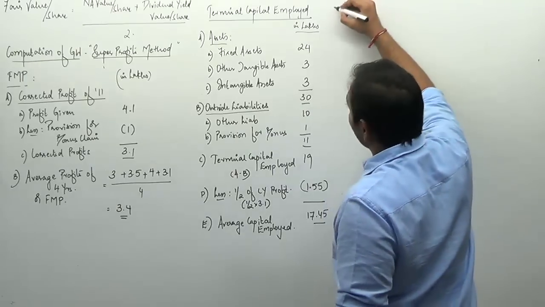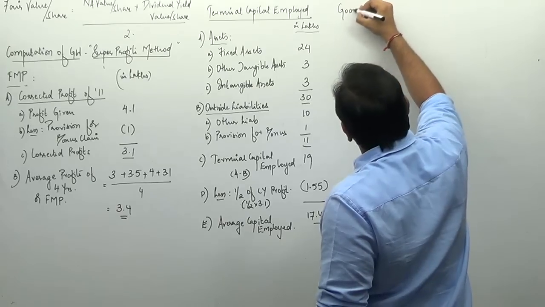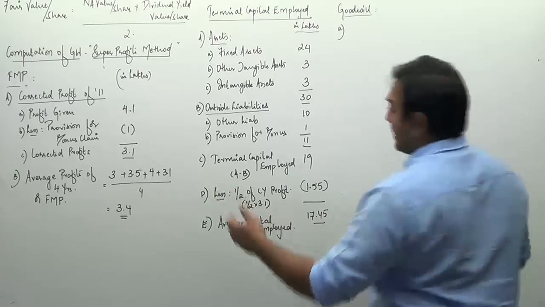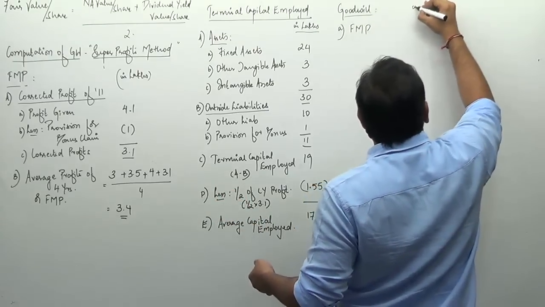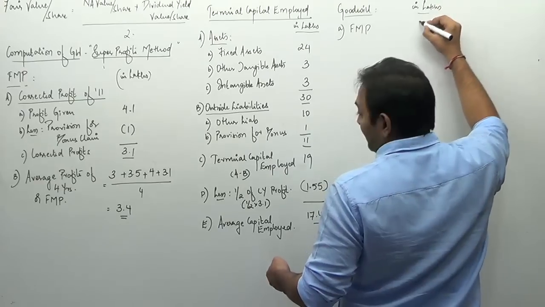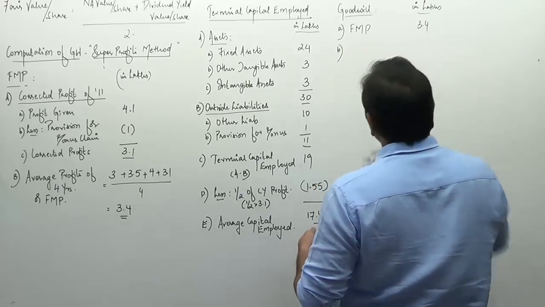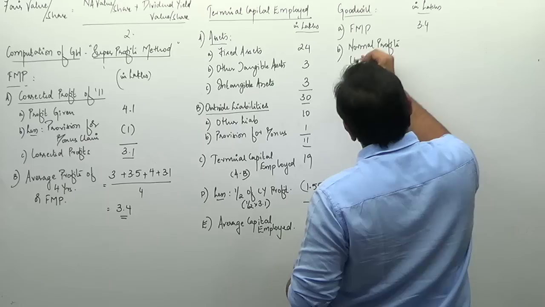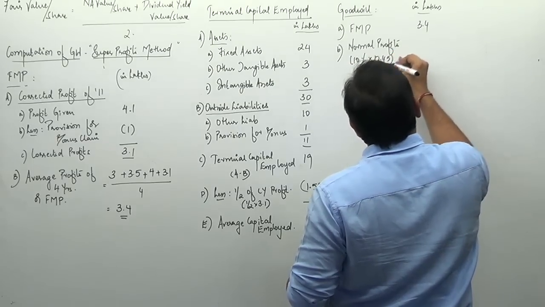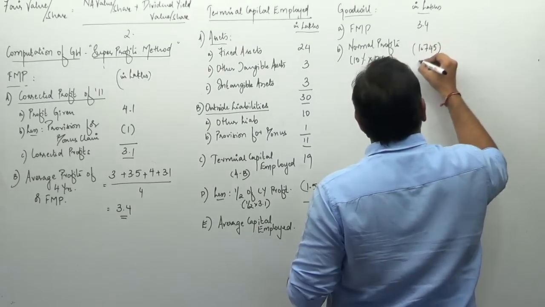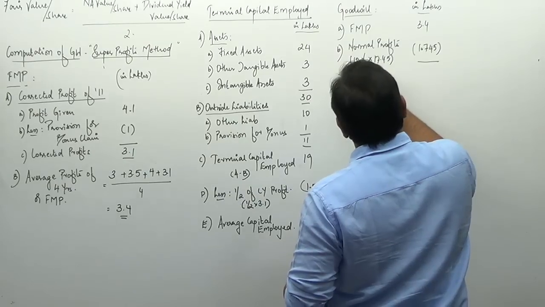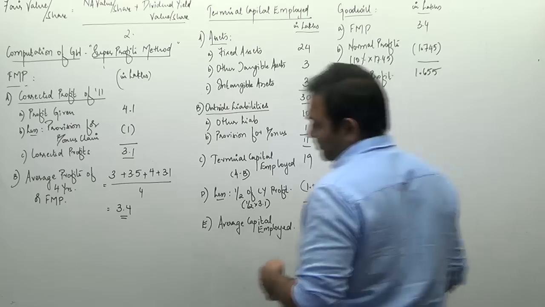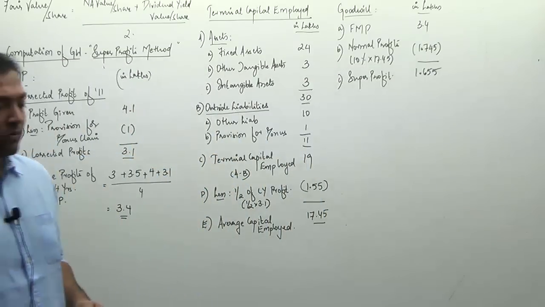It's like valuation of goodwill. How do we get super profits? Compare FMP and normal profits. FMP, we already have. Everything is in lakhs again. FMP 3.4. Then, normal profit. Normal profits is 10% of 17.45, which is 1.745. Then my super profit is 1.655. Sufficient to get goodwill now.